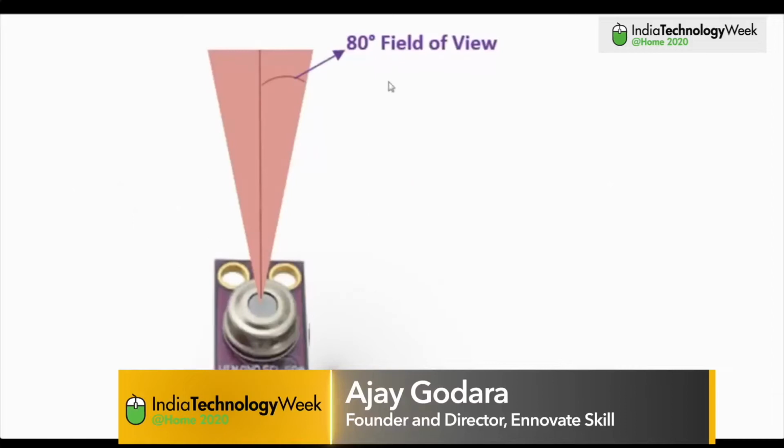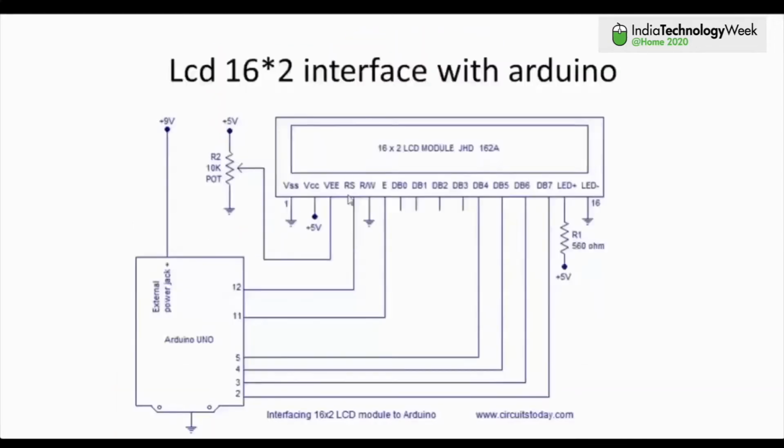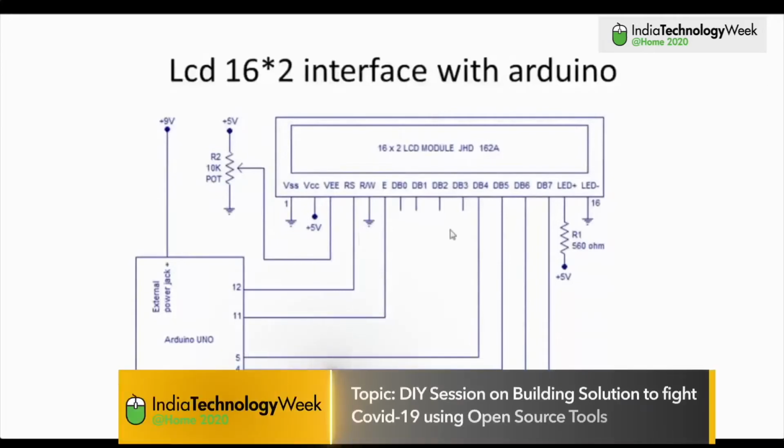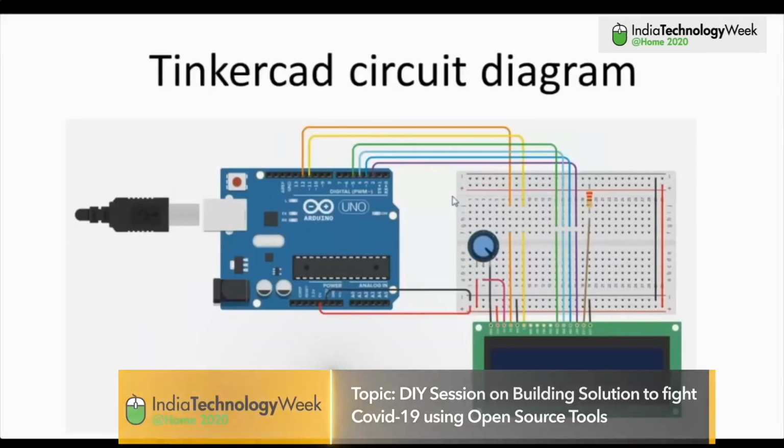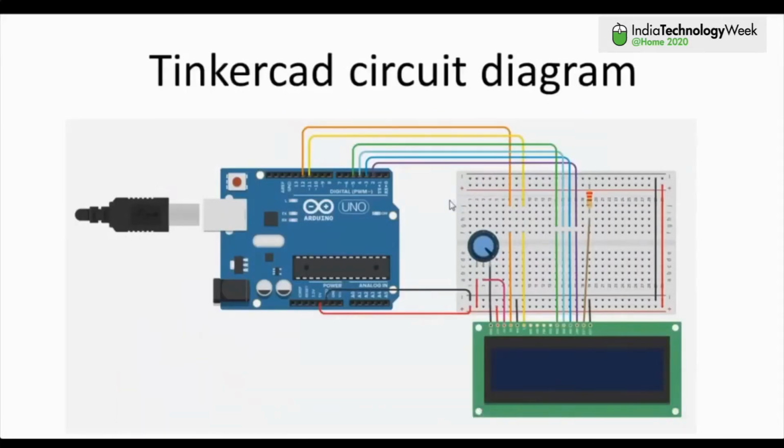These are the field of view of that sensor. This one is LCD interfacing. You can do interfacing like this also. If you want to use it without I2C communication, you can also do that. This one is a real circuit. This one is the TinkerCAD circuit diagram, that you can see over here.